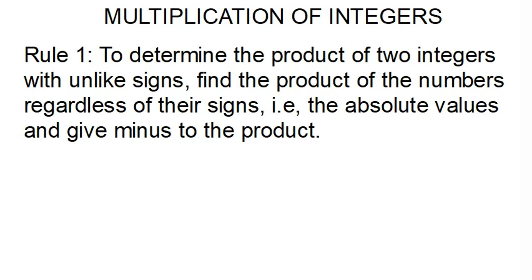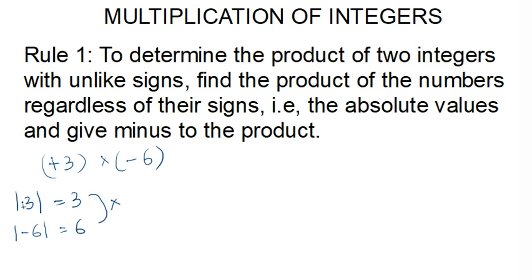Suppose you are going to have plus 3 into minus 6. What you are supposed to do is first find the absolute values. Absolute value of plus 3 is 3. Absolute value of minus 6 is 6. So now you will have to multiply these two. 3 into 6, what is 3 sixes? 18. So now when it comes to the sign, we will simply have to put a negative sign in front of it.